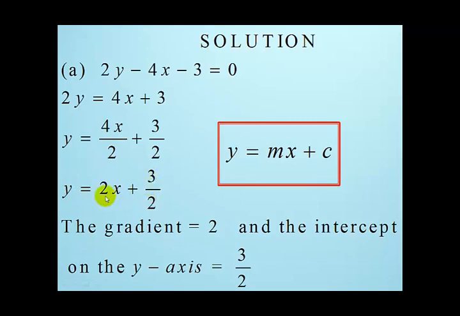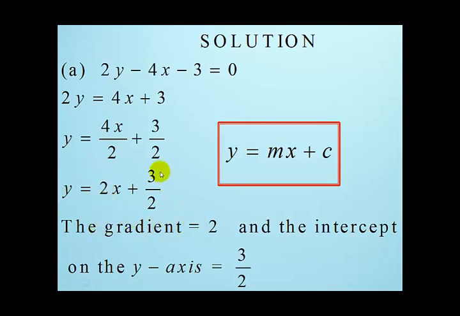Now that we've made y the subject, that is the coefficient of y is 1, we can now compare y equals 2x plus 3 over 2 to the general slope equation, that is y equals mx plus c. Now m is the coefficient of x and m is the gradient. We can see that the coefficient of the x after making y the subject is 2, and therefore our gradient is 2.